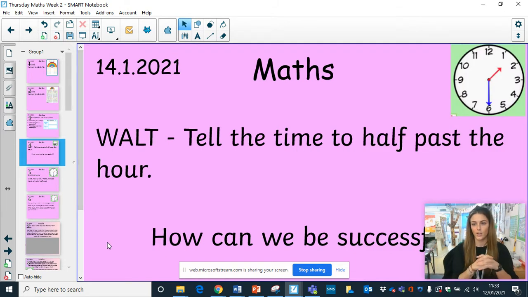So what we are learning to do today, so we are learning to tell the time to half past the hour. And how can we be successful with this? So we need to be able to tell the time, and we need to know what half past the hour means and what that looks like. So by the end of this lesson, hopefully you'll be able to do that.